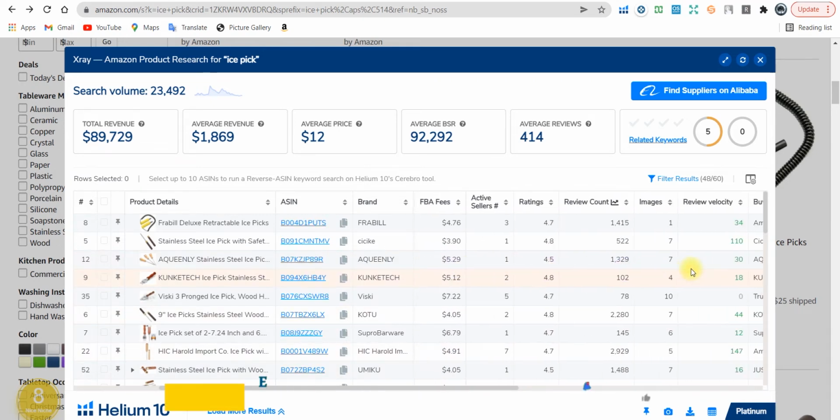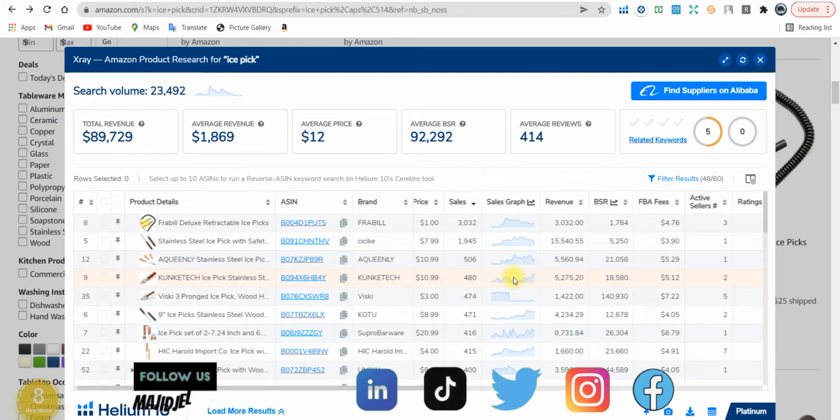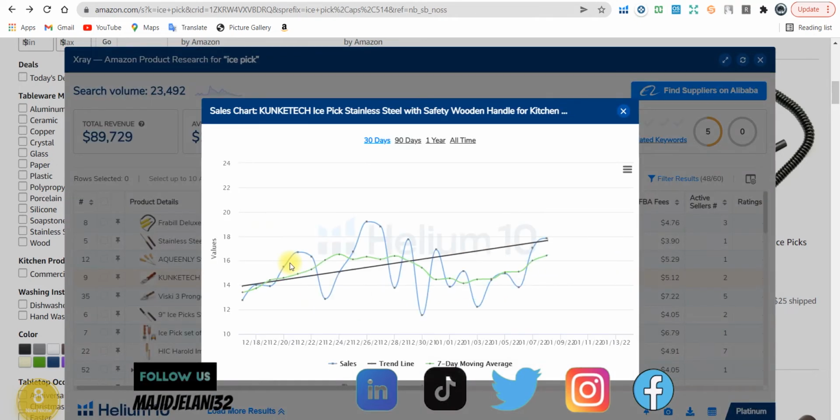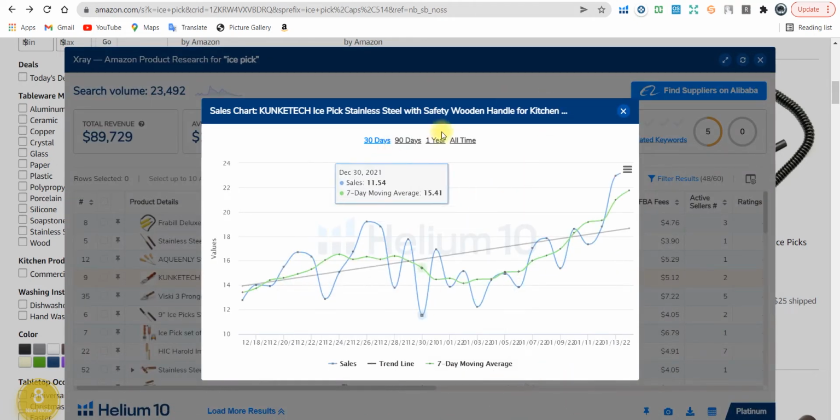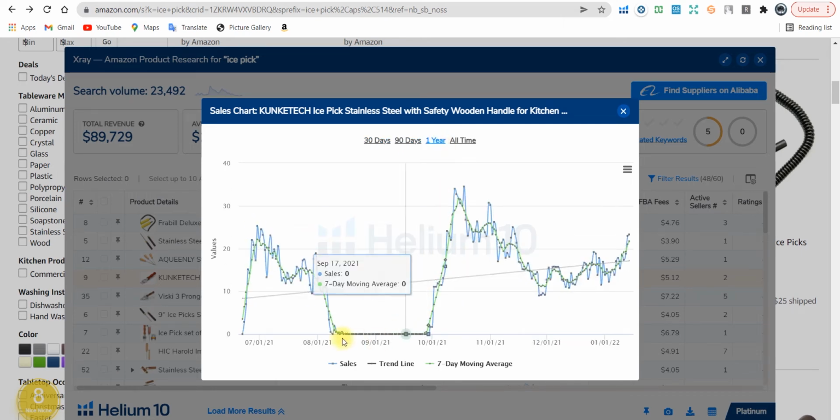So after analyzing all these components, you will come to the sales graph. Never forget to check the sales graph once you finalize the competitor. The sales graph is really important. So if you are going to select this listing, let's check its sales graph. Here it was 0 for almost 1 month or 2 months. The sales were 0. Let's check the all-time graph.